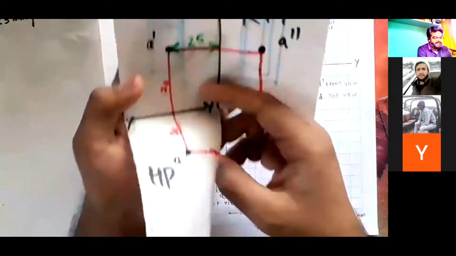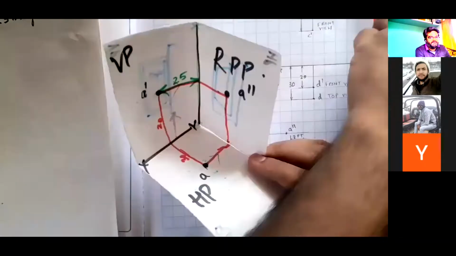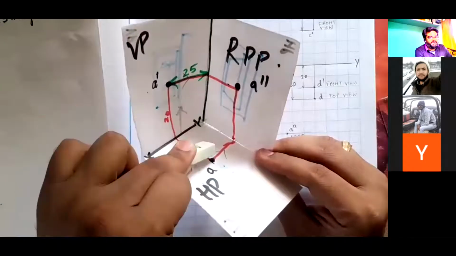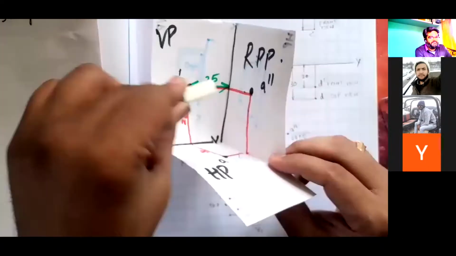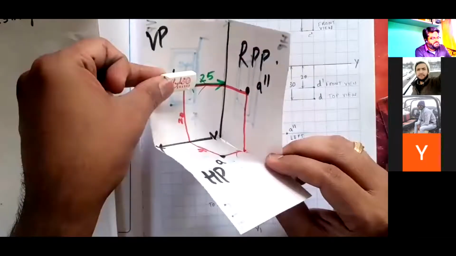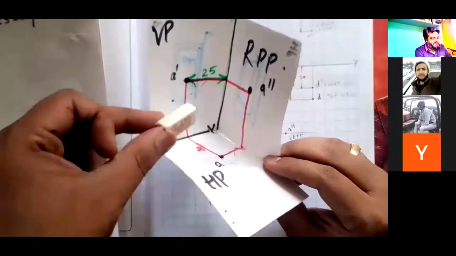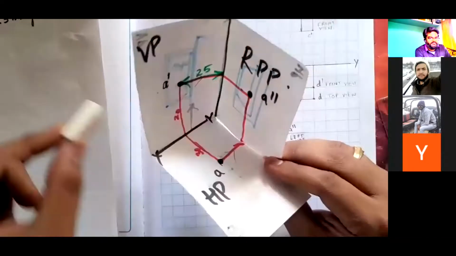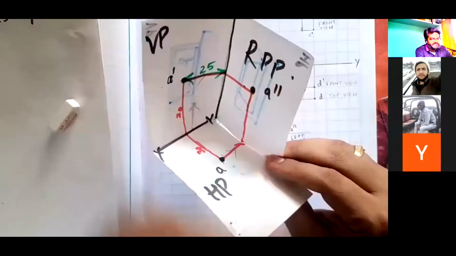The point is lying somewhere here. I don't know, somewhere here. It is at a distance of 20 mm above HP and 30 mm from the vertical plane. Same object is seen from the left and projected to the right profile plane. So three views are appearing: front view, top view, and side view. As it is a point, this location of the point will not change anywhere.